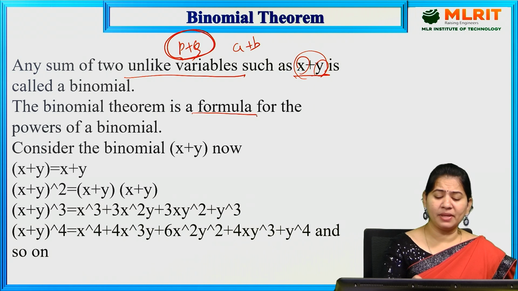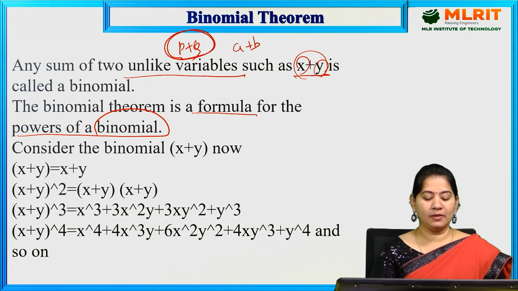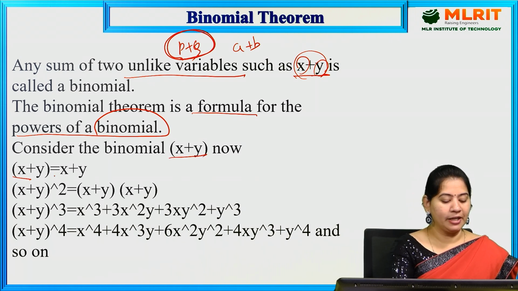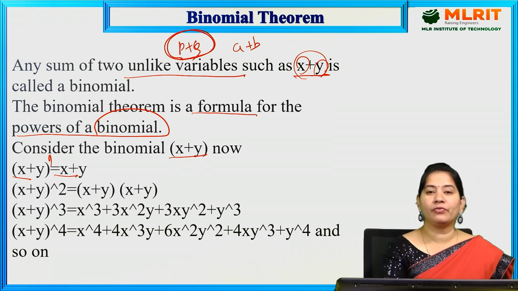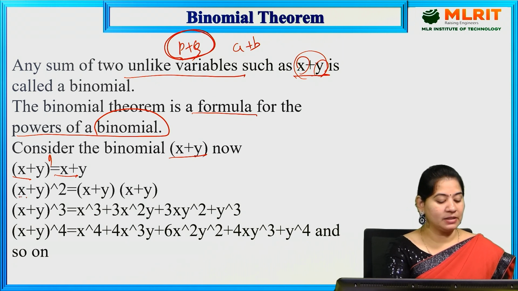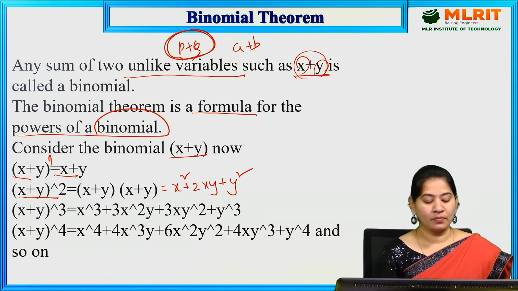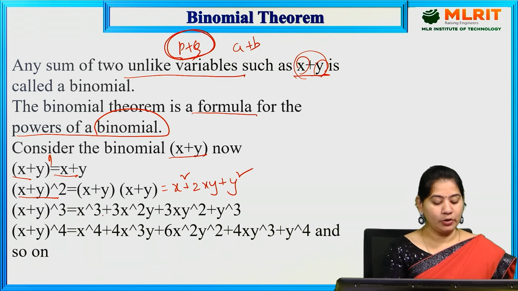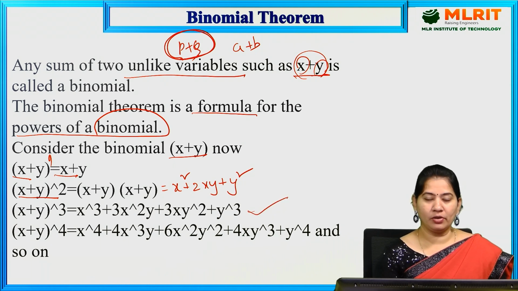And the binomial theorem is a formula for the powers of a binomial. Let us consider one binomial, x plus y. Here x plus y is equal to x plus y only, as you don't have any power here; the power itself we can consider as 1. Then x plus y whole square is x plus y into x plus y, or otherwise you can write x square plus 2xy plus y square. Now x plus y whole cube is x cube plus 3x square y plus 3xy square plus y cube. This is the formula for x plus y whole cube if you expand it.